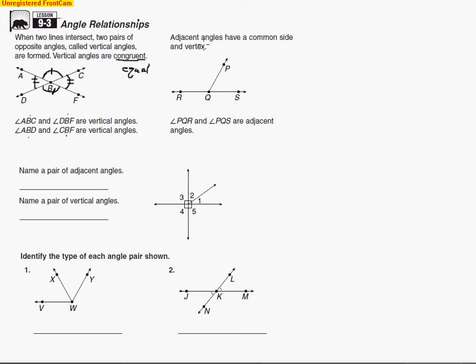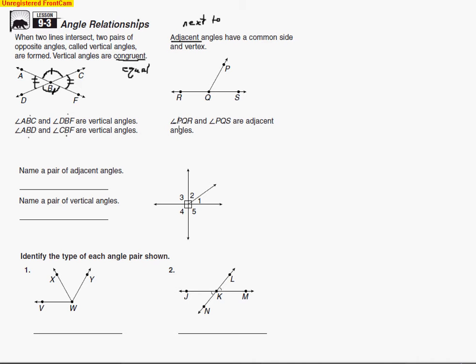Well, the other concept is adjacent. Adjacent means next to. And if your neighbor is adjacent to you, basically, the person whose property borders yours is next to you. And so adjacent means next to. And so they're right next to each other. Adjacent angles have a common side and vertex.